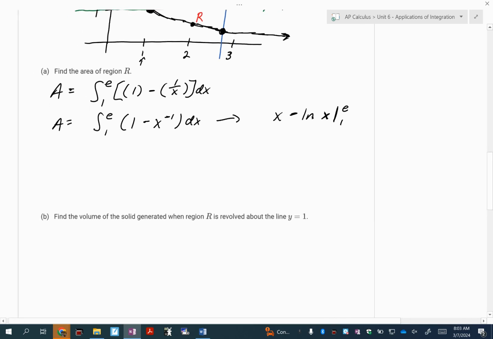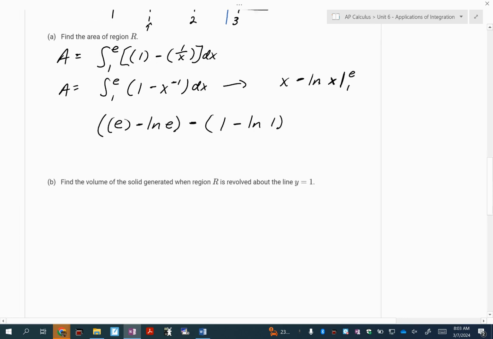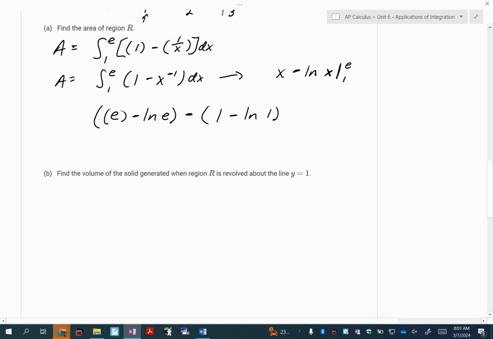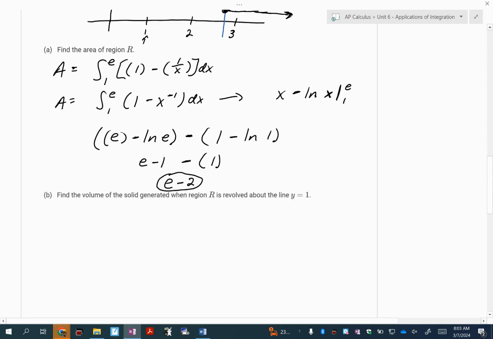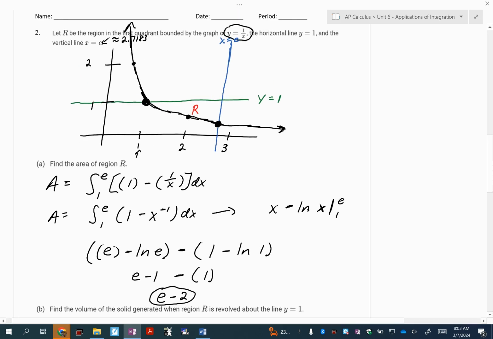If I plug in e, that's e minus the natural log of e. All of that minus, plug in 1, so 1 minus the natural log of 1. The natural log of e is just 1, so that's e minus 1. The natural log of 1 is 0, so 1 minus 0 is 1. Negative 1 minus 1 is minus 2, so e minus 2 is going to be the area of region R. That's part A for number 2.